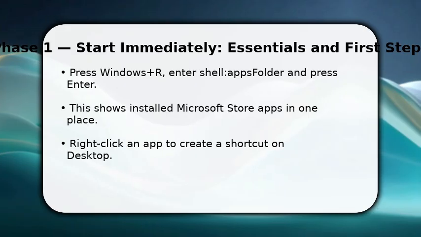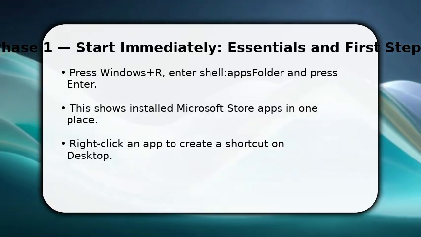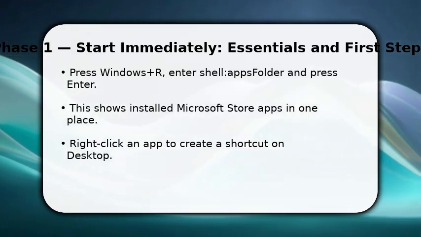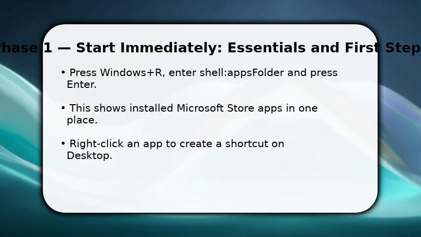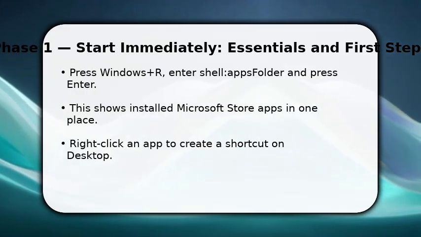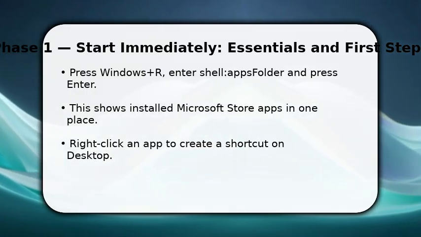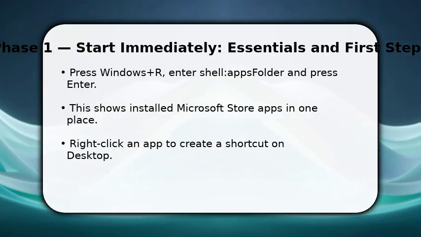Next, locate the app you want, right-click it, and choose Create Shortcut. Windows will offer to place it on the desktop. Do this now so you have a tangible shortcut file you can move, rename, or modify for easier access later.